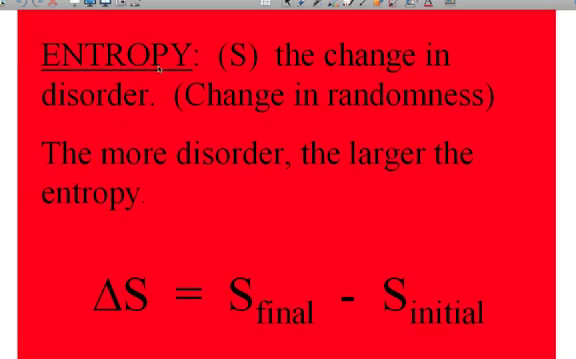Entropy, so this is our new word here. Entropy, which we will call S, is the change in disorder. It's the measurement of disorder, the change in randomness, if you will. The more disorder, the larger the entropy value. And then once again, delta S is S final minus S initial. Your final entropy minus your initial entropy will be your change in entropy.